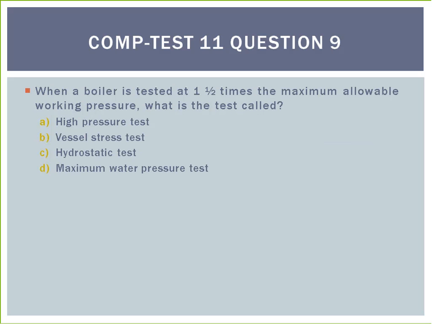Comp test number 11, question number 9. When a boiler is tested at 1.5 times the maximum allowable working pressure, what is the test called? A. High pressure test, B. Vessel stress test, C. Hydrostatic test, or D. Maximum water pressure test. Answer C is the best answer here. Answers A, B, and D are all worded very similarly to cause confusion, but the industry uses the verbiage hydrostatic test very specifically, so answer C is the correct answer here.